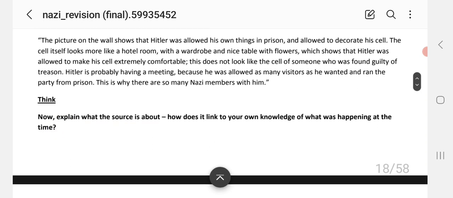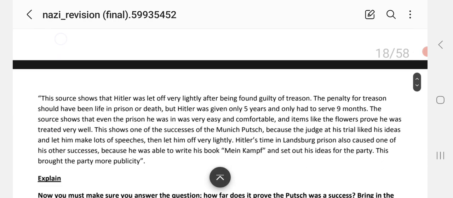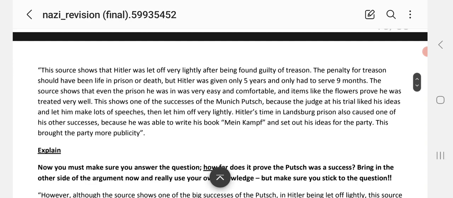Think. Now explain what the source is about. How does it link to your own knowledge of what was happening at the time? The source shows that Hitler was left off very lightly after being found guilty of treason. The penalty for treason should have been life in prison or death, but Hitler was given only 5 years and only had to serve 9 months.